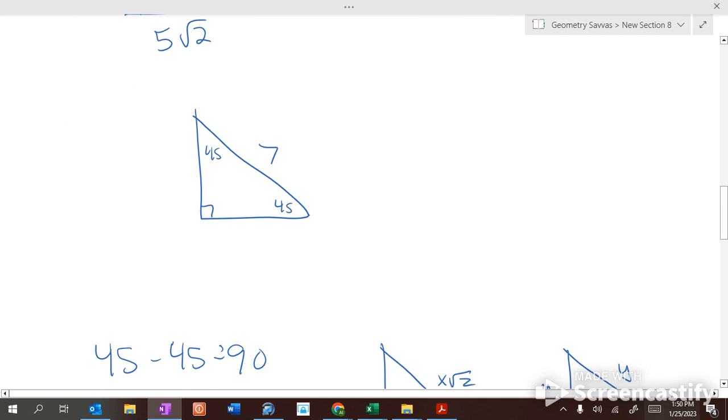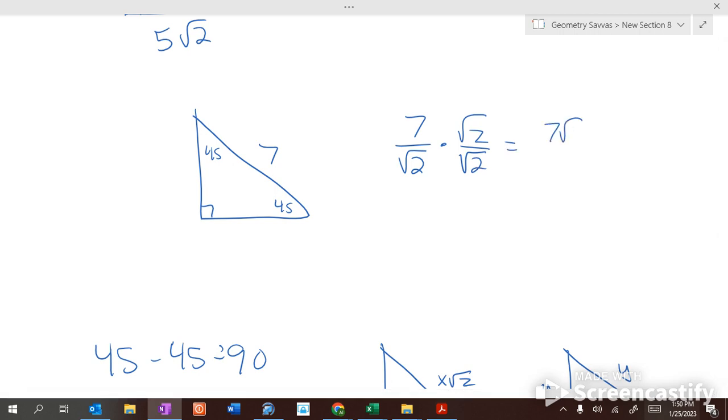Here's another one. We have the hypotenuse. When you go from the hypotenuse to the side, what do you do? Divide by what? Square root of 2. Can we leave square root of 2 on the bottom? No. So you have to multiply top and bottom by square root of 2. So we get 7 square root of 2 over 2. We're just stuck at 7 square root of 2 over 2 because it doesn't break down. So you might have a problem or two that looks like that. Okay?